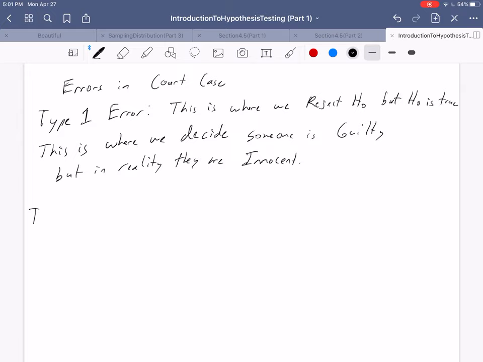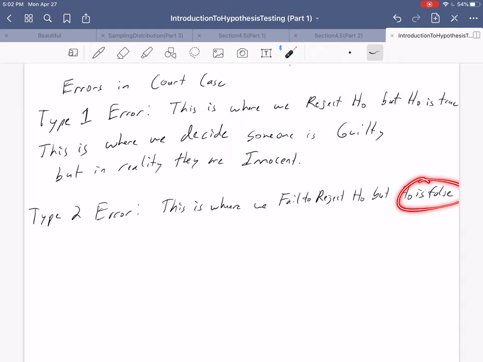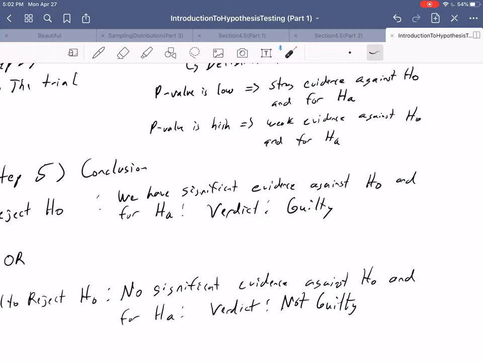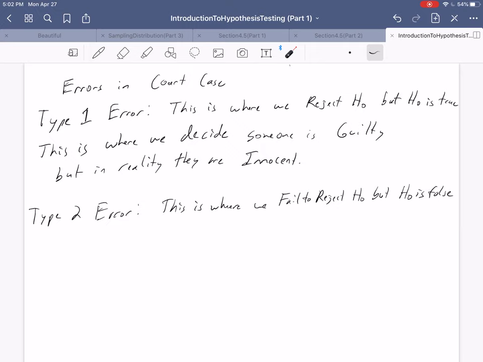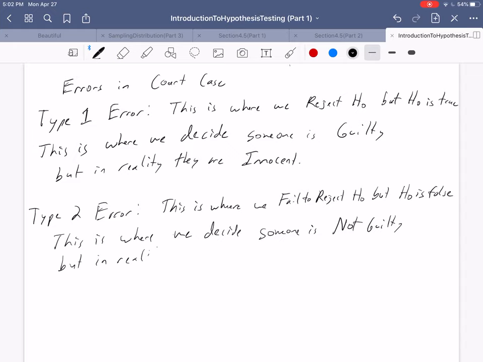Okay, what about type two? A type two error is where we fail to reject H0, but H0 is false. That's the definition of type two. Now, failing to reject H0, we talked about that as a conclusion. That means that we decide not guilty, but H0 is false. So that means they are not really innocent. They are guilty. So this is where we decide someone is not guilty, but in reality, they are guilty. And you can see how this one would be called a missed effect, right?